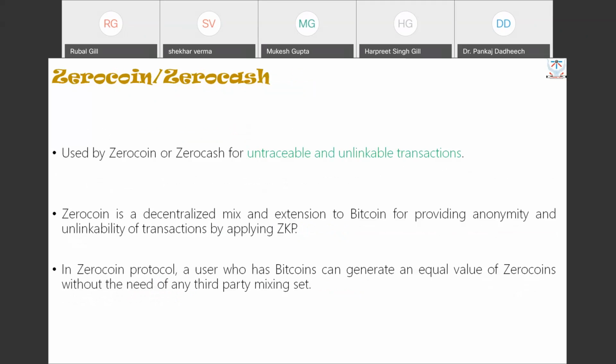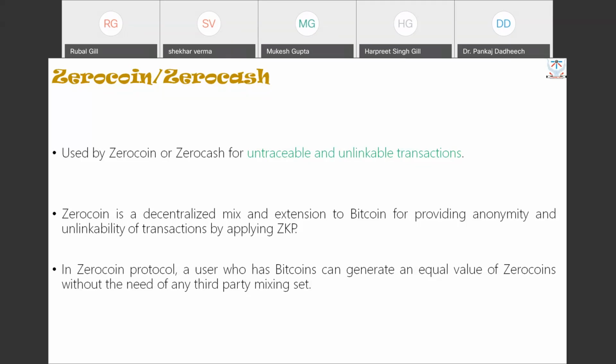This, as I told you, is used by a blockchain platform called Zerocoin. Zerocoin uses zero knowledge proofs for untraceability and unlinkability. Another platform is Zcash also. Zerocoin is a decentralized mix and an extension to Bitcoin, so it is a plugin for Bitcoin. In another protocol, for example Zcash, that's a standalone blockchain network for transferring assets while maintaining the untraceability and unlinkability of the transactions.